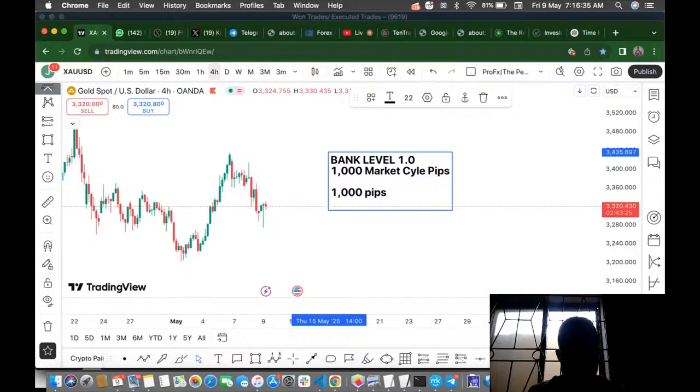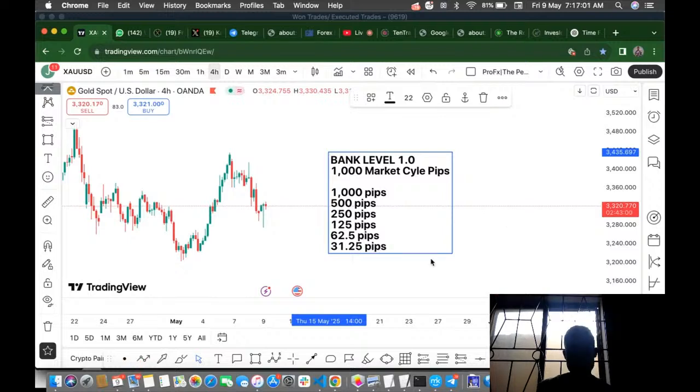We have 500 pips. We have 250 pips. We have 125 pips. We have 62.5. We just divide by 2, divide by 2, divide by 2 until we get the last one, 31.25. So this is the last one. You don't go lower than 31.25.